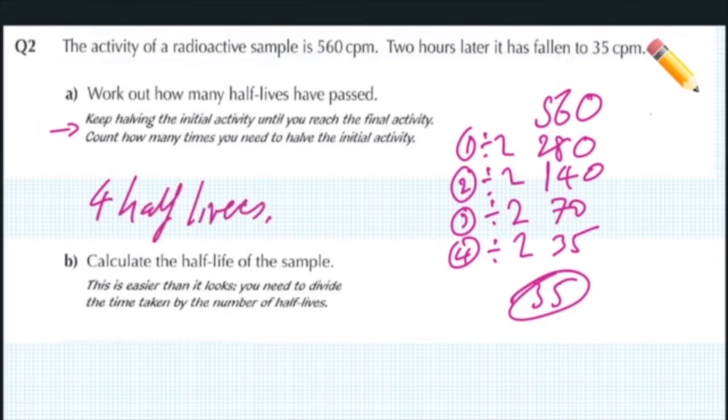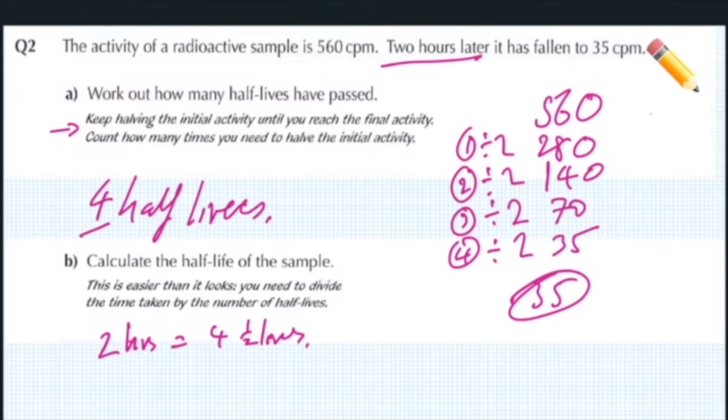Ace. Right. So B, calculate the half-life of the sample. This is easier than it looks. You need to divide the time taken by the number of half-lives. Okay, so we've already worked out that there's 4 half-lives, and we're told that 2 hours have passed. So what we need to do is we've got 2 hours equals 4 half-lives.